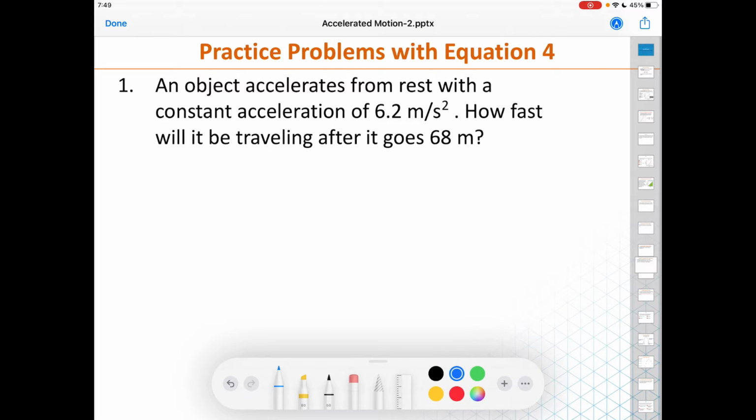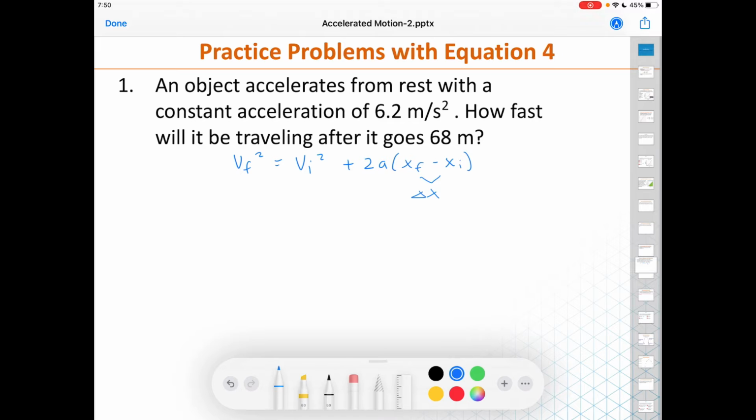For the first example, we have an object that accelerates from rest with a constant acceleration of 6.2 meters per second squared. How fast will it be traveling after it goes 68 meters? We always want to start off by writing our equation, which is the final velocity squared is equal to the initial velocity squared plus 2 times acceleration times final position minus initial position. You could also think of this final position and initial position coming together to just be the displacement of the object, if you want.